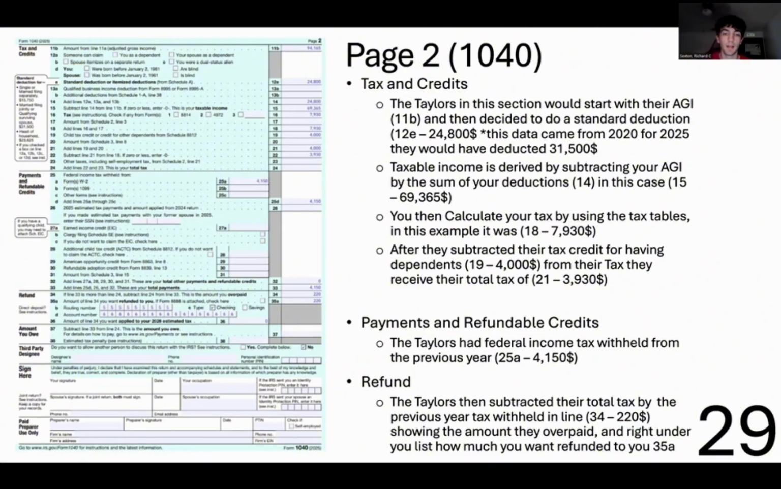And finally, the last section, the refund. The Taylors then subtracted their total tax from the previous year's tax withheld in line 34, and they would get $220, showing the amount they overpaid, and right under you list how much you want refunded to you in line 35A.